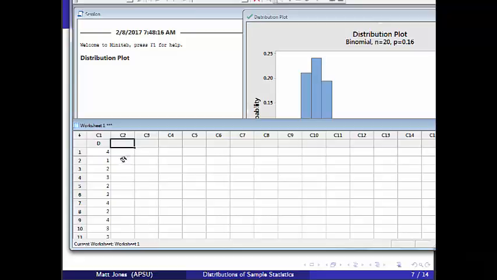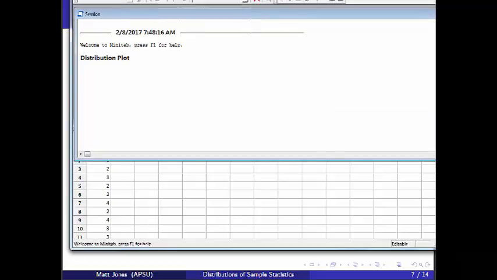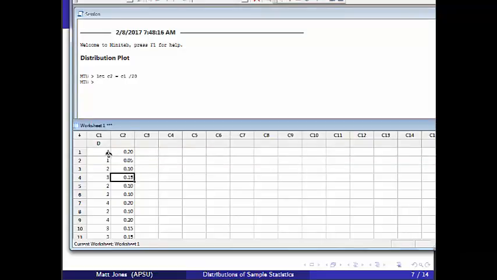This is a simulation of our D variable, and over here, I'm going to let column 2 equal column 1 divided by 20. That'll give us our sample proportions, right? Because 4 is 20% of 20, 1 is 5% of 20, 2 is 10% of 20, 3 is 15% of 20, and so on.